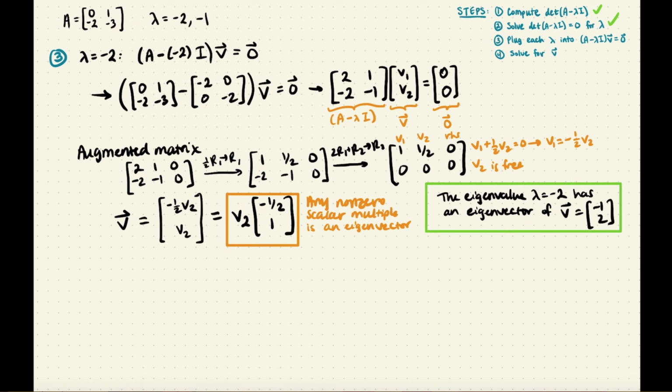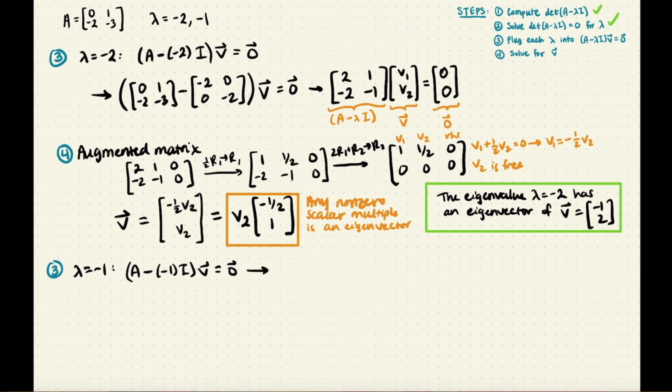Great. And when we made our augmented matrix, this was step 4. This is where we were solving for V. So we've done steps 3 and 4 for lambda equals -2. Let's go ahead and do them again for lambda equals -1. So back to step 3, lambda equals -1. We're plugging this into A minus lambda I times V equals the 0 vector.